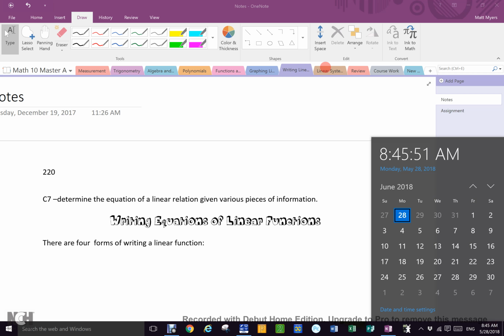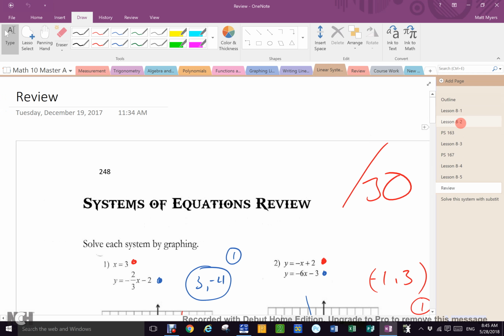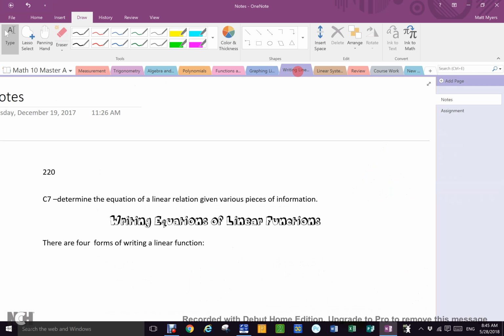If you look on the linear systems, 1, 2, 3, 4, 5, there's 5 lessons for it. So that takes us down to 7 classes left for review purposes. Now, that's assuming everything goes perfectly. 7 is a good amount of review classes. It's actually too many, really.